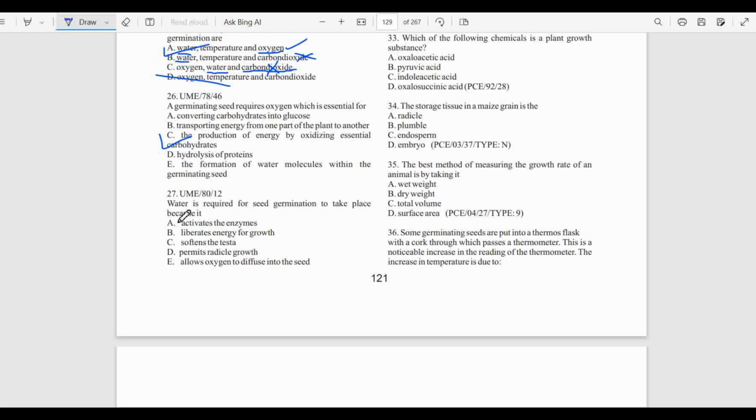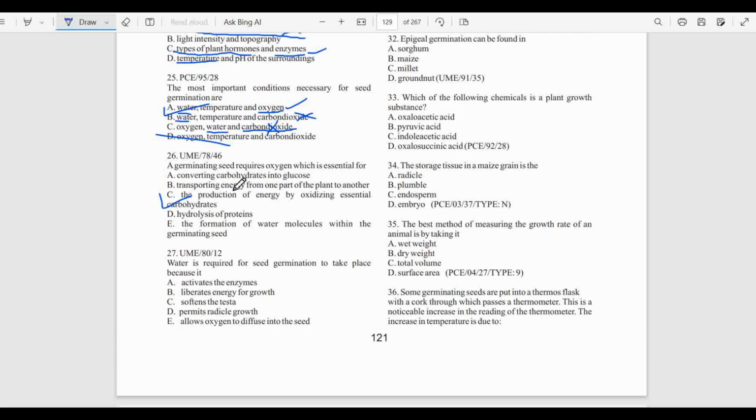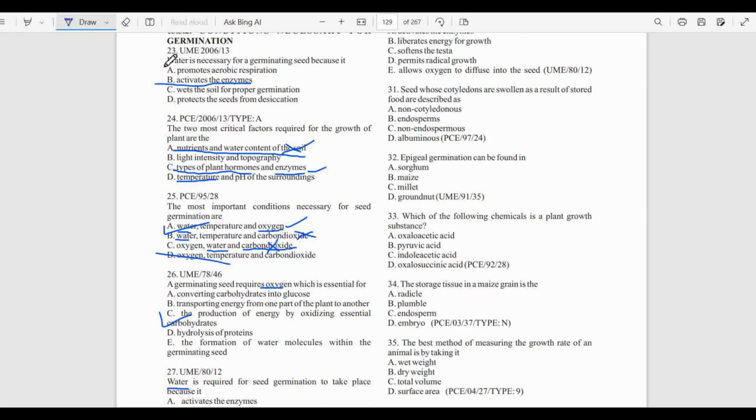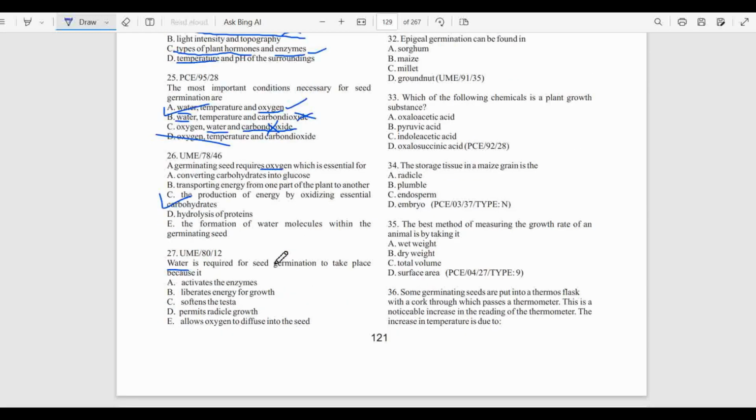Question 27. Water is required for seed germination to take place because... now this is like a repeated question, in a different way though. Because here it talks about the importance of oxygen, now it's talking about the importance of water, but we have come across why water is necessary before, right? So these are ways that JAMB continues to repeat questions.